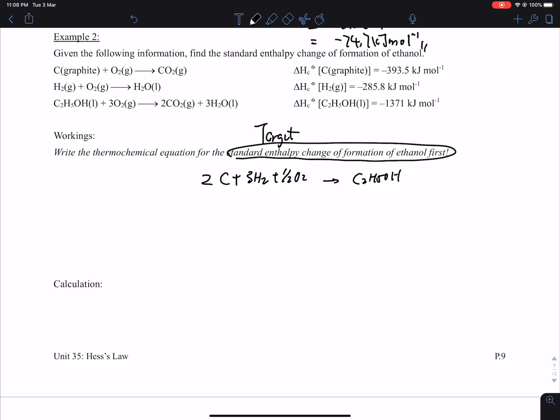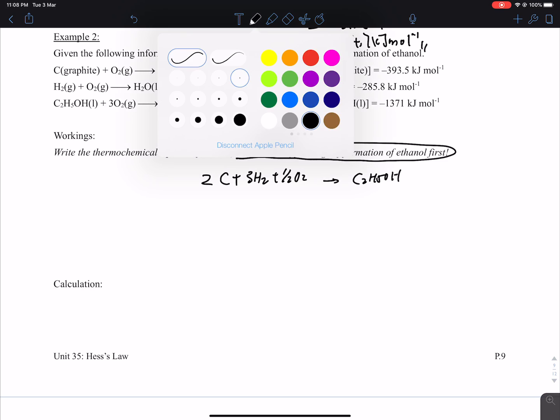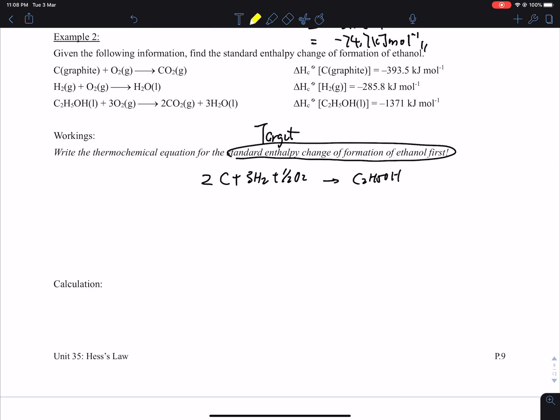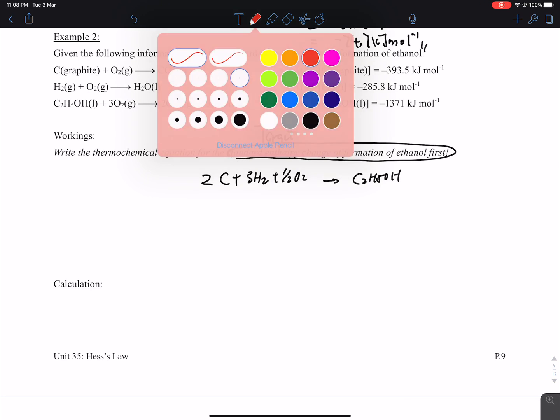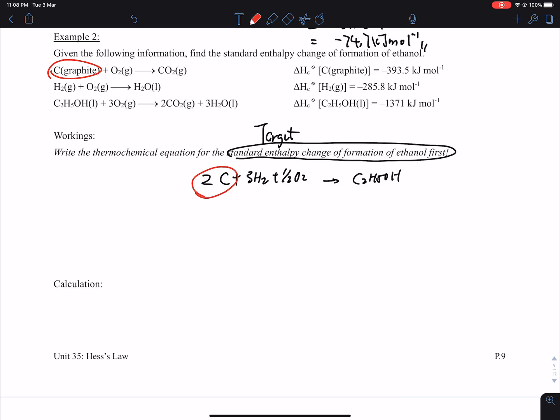Okay, so let's try to fit in the thermochemical equations. First of all, we have carbon, which is the same as this one, but we need 2 carbon. Therefore, times 2, and also times 2 for the enthalpy change for that one. So plus 2 oxygen becomes 2 CO2.